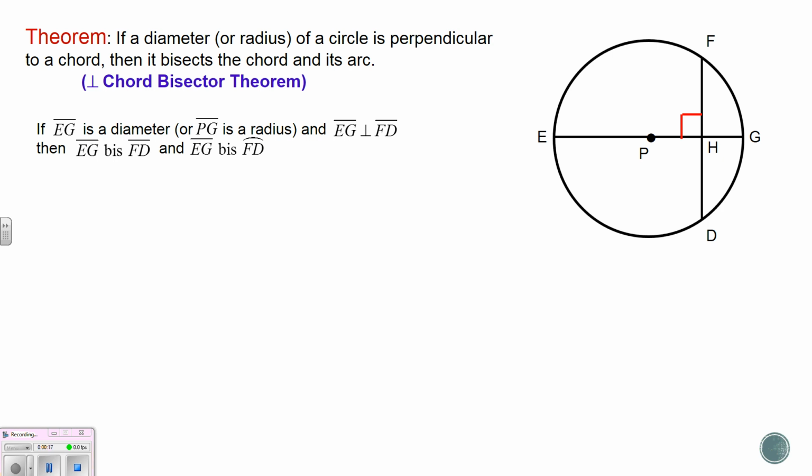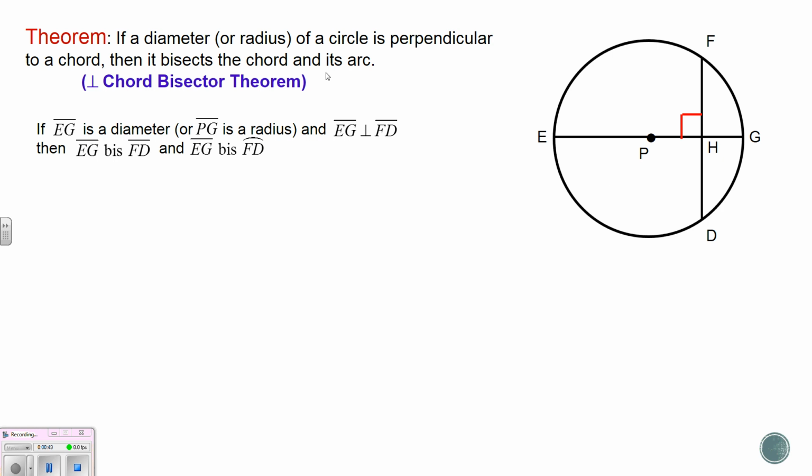or a radius of a circle is perpendicular to a chord, then it bisects the chord and its arc. So what that means is if this diameter, EG, or even just the radius PG, is perpendicular to this chord FD, which we see here, then what I know from this theorem is that FH is congruent to HD because this chord has been bisected.